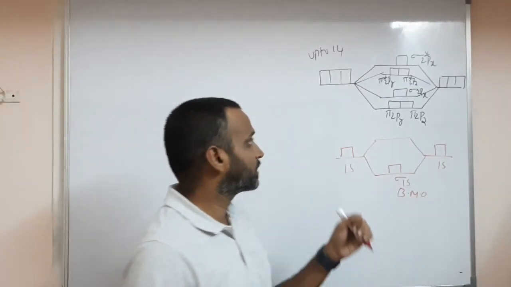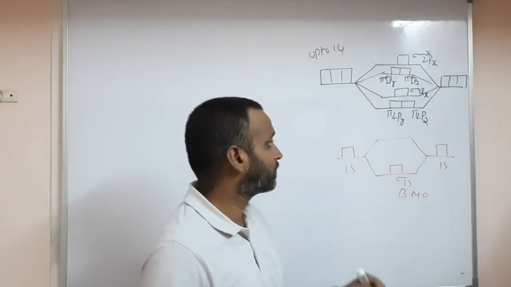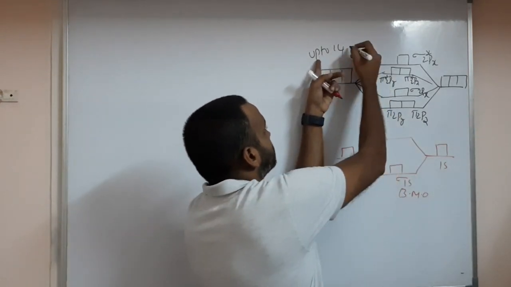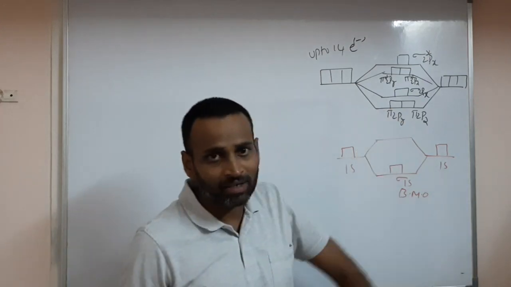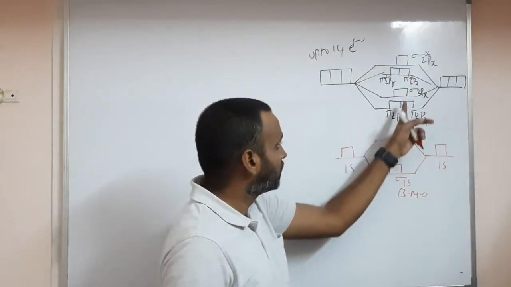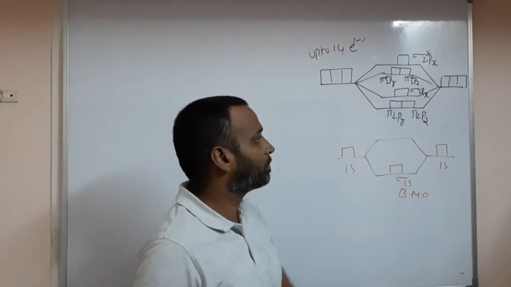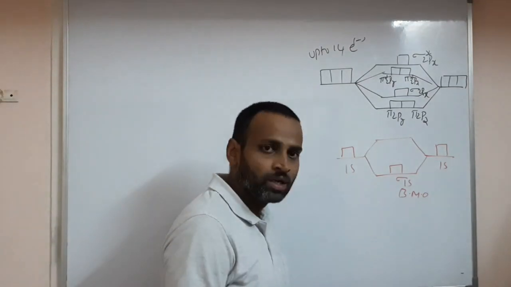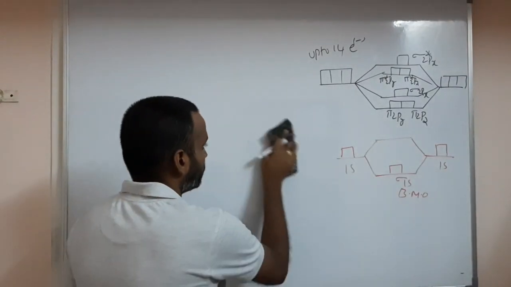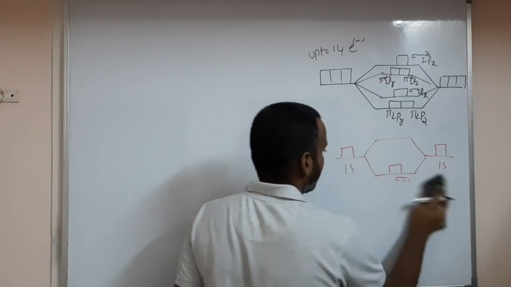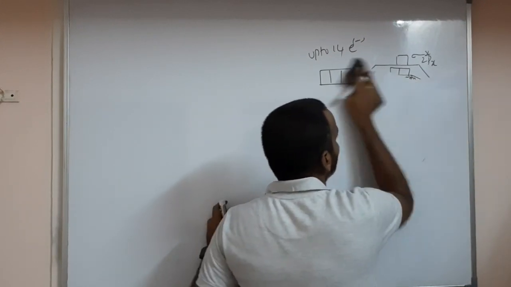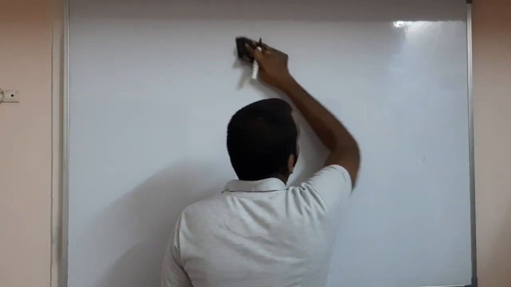One more important thing, please remember everyone: up to 14 electrons, the same diagram. Greater than 14 electrons, what do you have to do? Sigma 2px will come down here, and these two will go up, like that. That's it. So it is very important, you have to follow this. Next, how to find bond order. I told you one trick already.